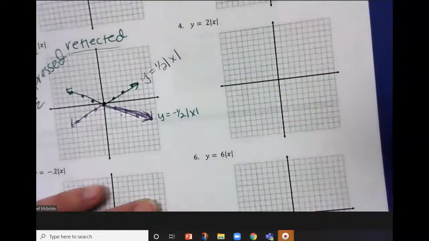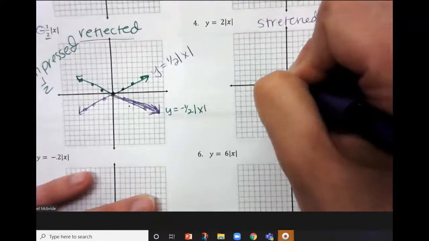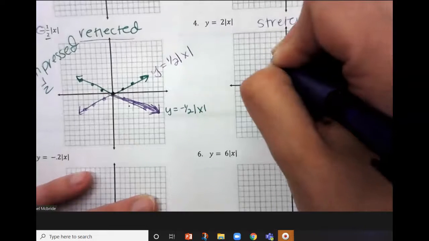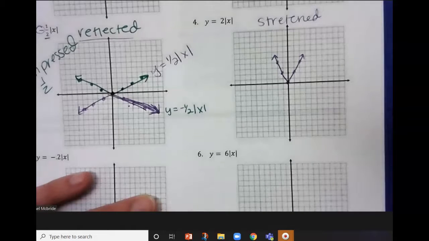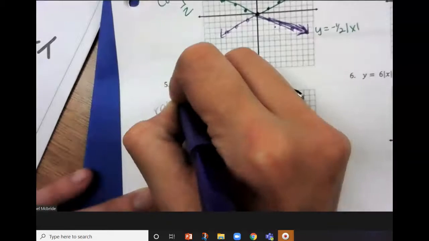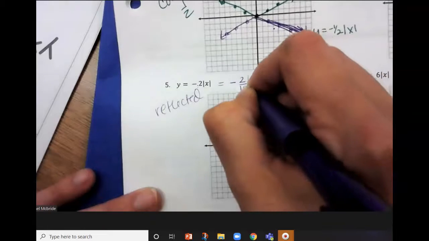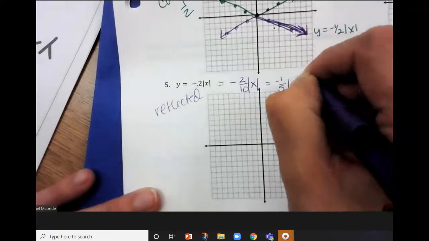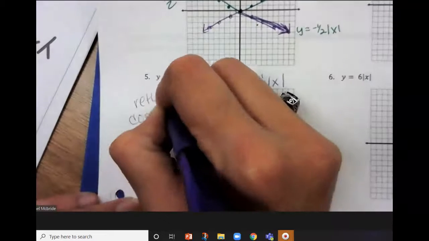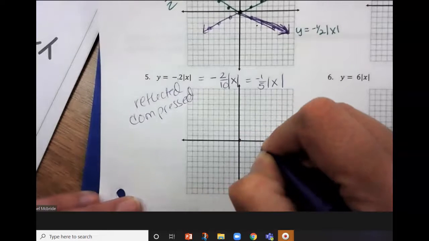Okay, number 4, y equals 2 absolute value of x. So again, this graph is stretched, so it's going to be tall and narrow. Number 5, that negative tells me it's reflected. And then the 0.2, well, that's really like the same as saying -2 over 10 or -1 over 5 absolute value of x. So because that is between 0 and 1, this is once again compressed. So down 1 over 5.